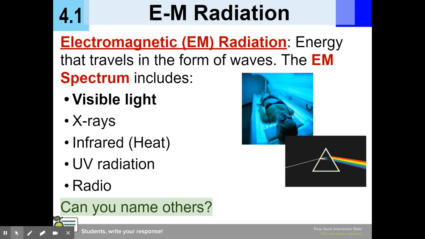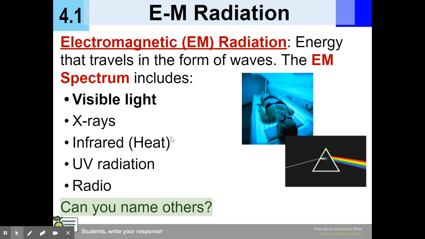electromagnetic radiation. Important to know that electromagnetic waves have to be massless. They have to be capable of traveling through a vacuum. So things like vibrations of an earthquake are not electromagnetic waves. Things like sound and noise, those have to travel through air. All right, so that is not electromagnetic radiation.